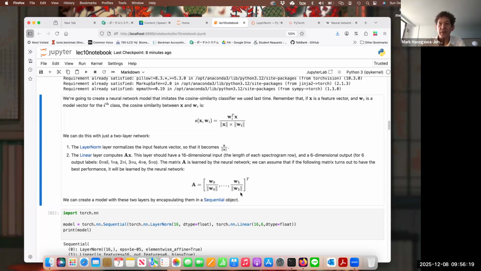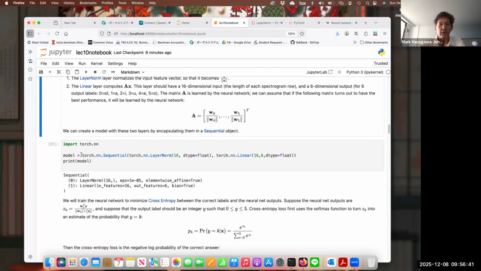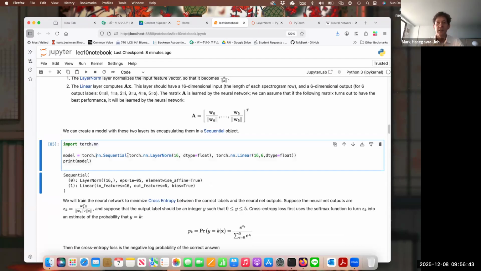In training a neural net, however, we don't require that it has to converge to this solution. We start with random values for the matrix A, and then we train it over several iterations of training until it learns the optimum value for the matrix A. So we'll initialize it by importing torch neural networks, and then I'll use torch nn Sequential, which takes several layers one after another and composes them into a single model. In our case, the model will have two layers. The first will be a layer norm, which normalizes the input vectors to have unit length.